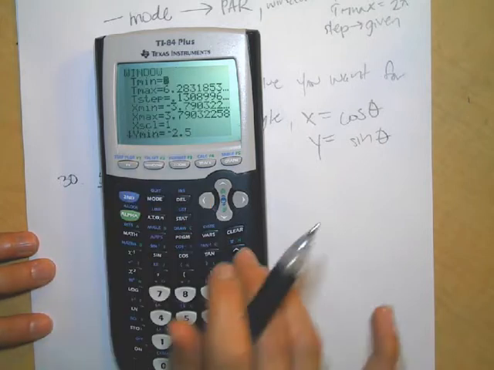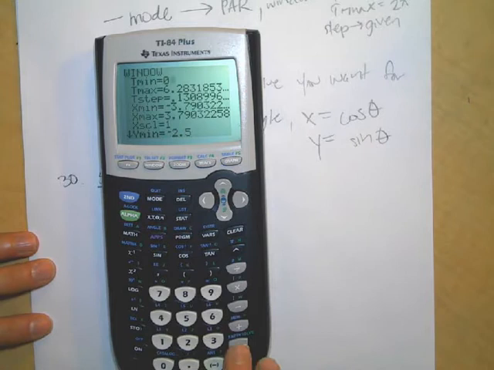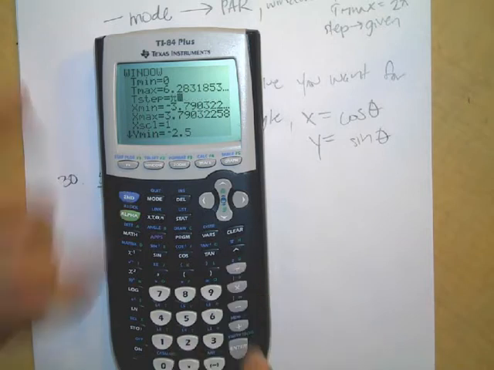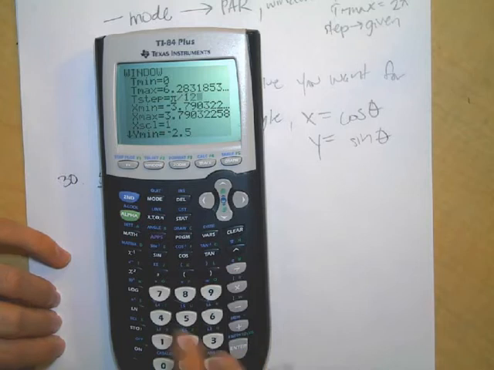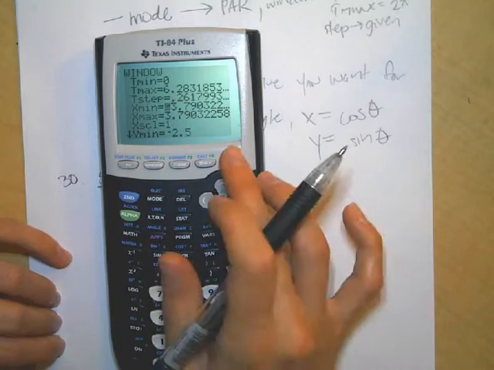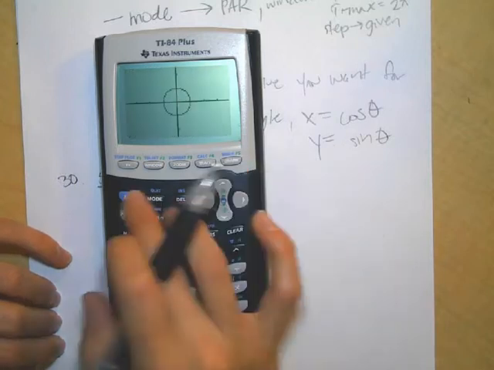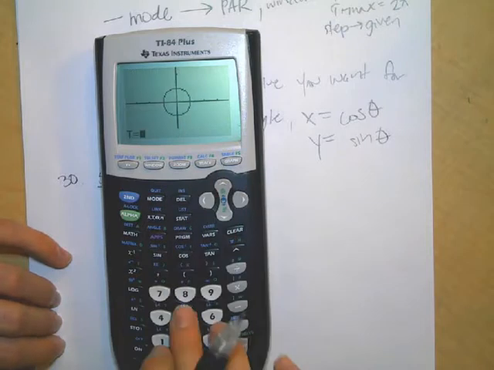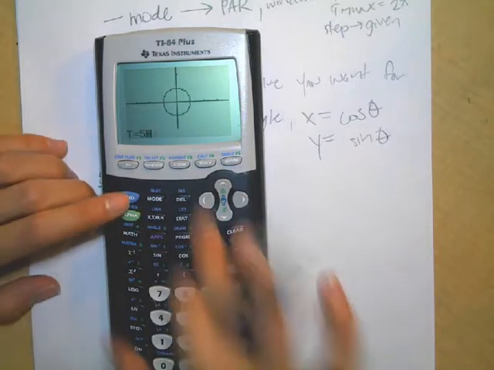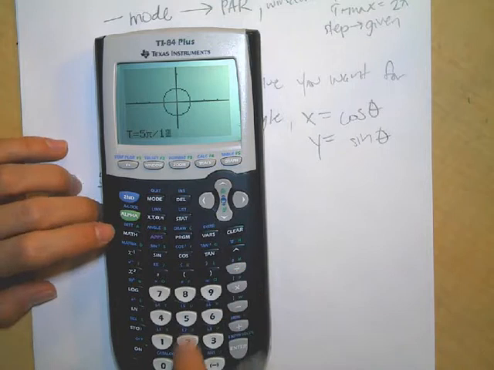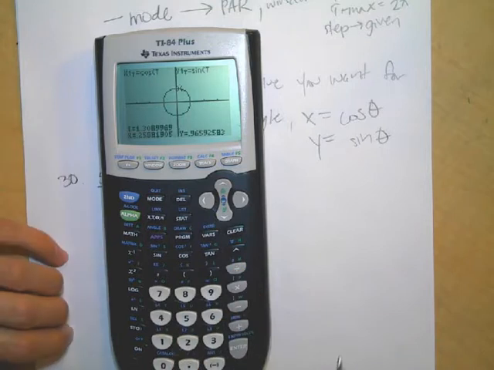Let me show you window first. Your window should be 0 for Tmin, Tmax 2 pi, and then T-step, it asked for pi over 12, so second pi, divided by 12. So now we'll go back to graph. We'll hit second trace to get our value, 5 pi divided by 12. And then our answers are these two values.